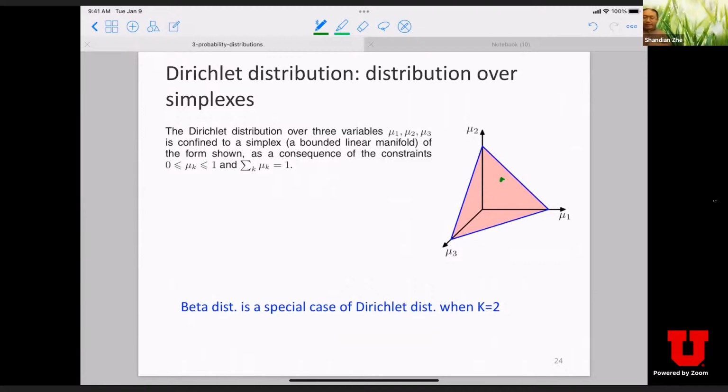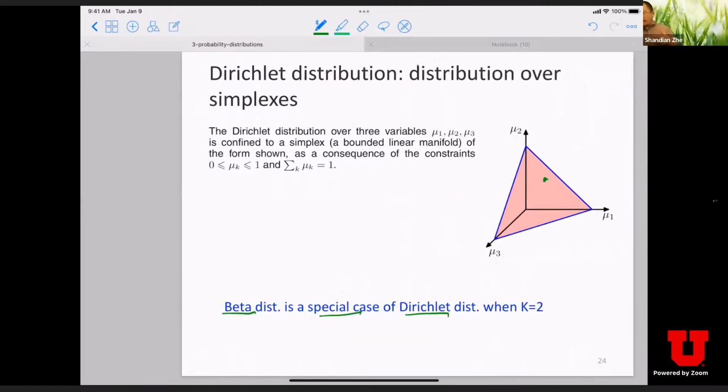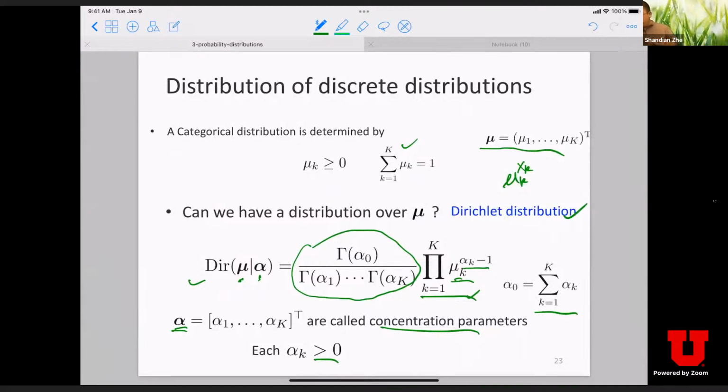And we can also view the beta distribution as a special case of the Dirichlet distribution. When you set big K equals 2, this density will become exactly the same as the beta distribution density. Any questions so far?